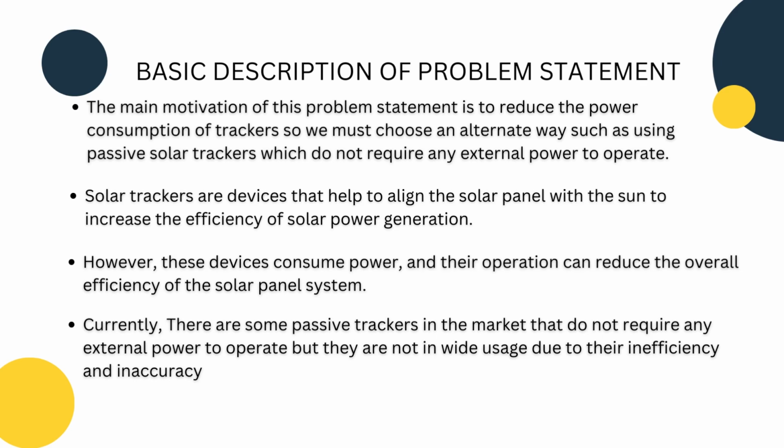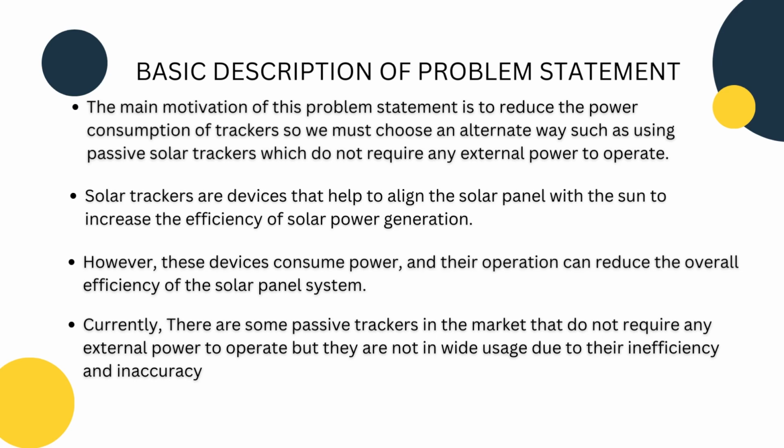There are some passive solar trackers, such as bimetallic strips, which do not use any power but produce an effective result. But these are not as efficient or as accurate as the active ones. So the main motto in selecting this problem statement is to increase their efficiency and accuracy in terms of performance and cost, so that in the upcoming future we can increase solar power generation.